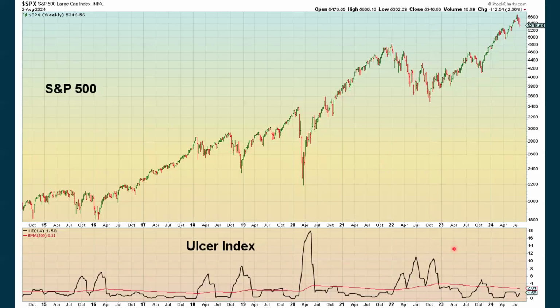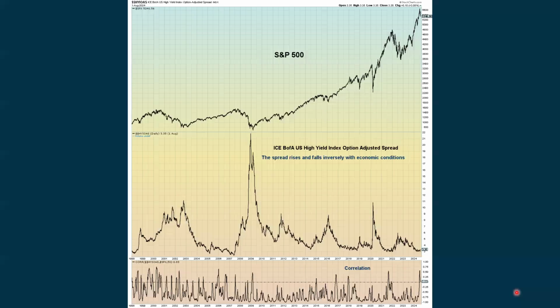And the Ulcer Index, it's really spiking up on the daily chart. It is going up here on the weekly chart, but still below the moving average. And this is not necessarily producing a concern right now. This is the spread between risky, like junk bonds, and not as risky bonds, like government bonds.